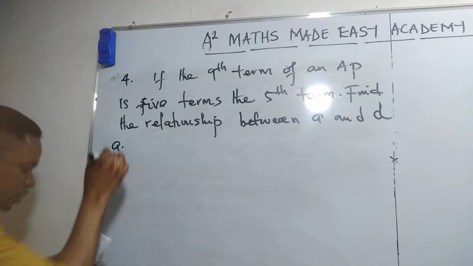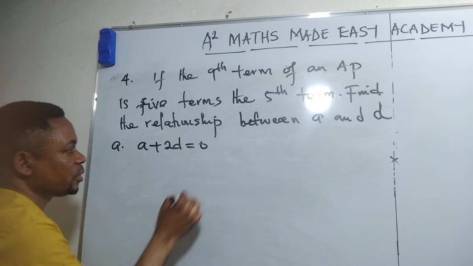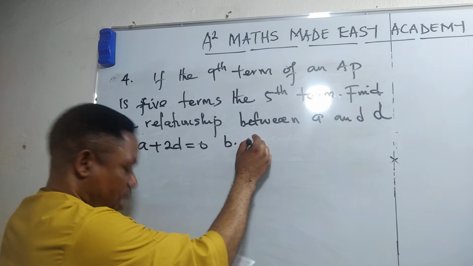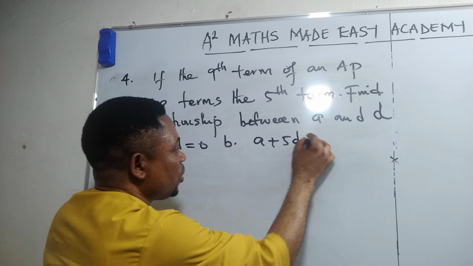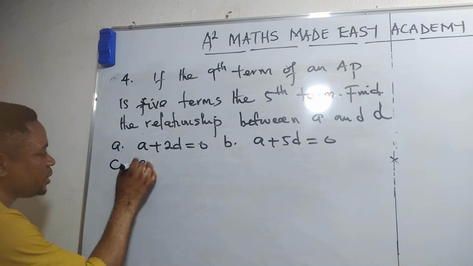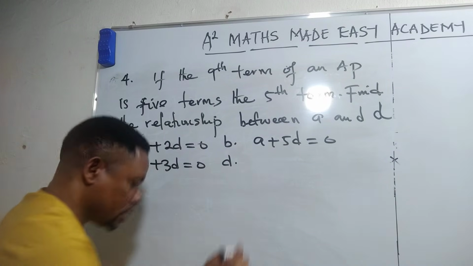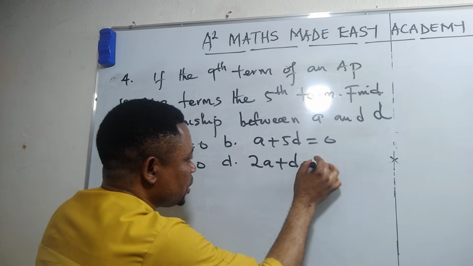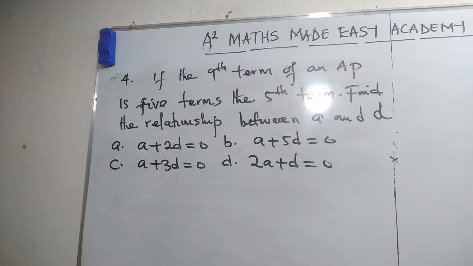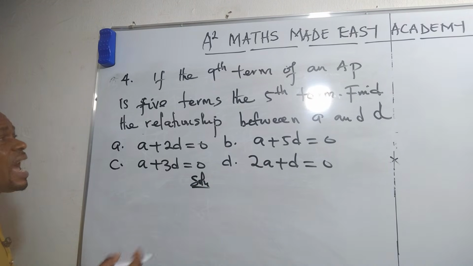Let's take a look at the options. Option A says A plus 2D equal to 0. Option B says A plus 5D equal to 0. Option C says A plus 3D equal to 0. Then option D talks about 2A plus D equal to 0. You can still solve it. When you observe those we've solved before, you can find it is an eye-opener for us to solve question number 4. Now let's take a look at it. I want you to watch.